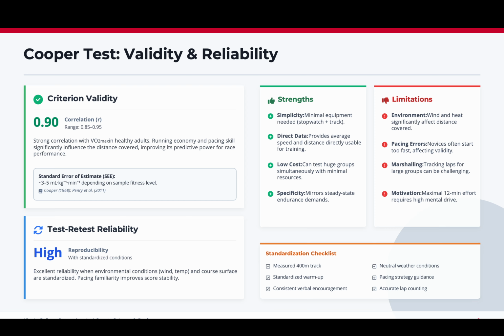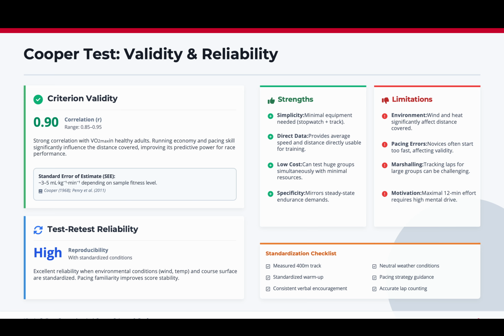The reliability is high, excellent when environmental conditions and course surface are standardized. Pacing familiarity improves score stability. Strengths: simplicity, minimal equipment needed, just a stopwatch and track. Direct data provides average speed and distance directly usable for training. Low cost, it can test huge groups simultaneously with minimal resources. Specificity mirrors steady-state endurance demands.